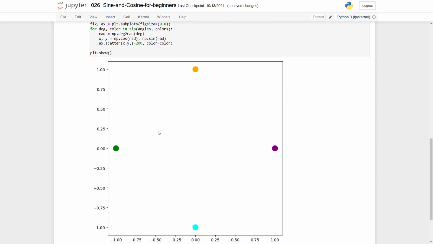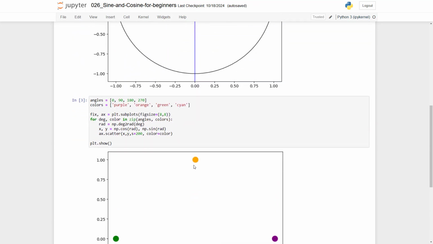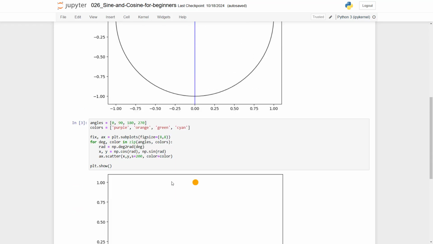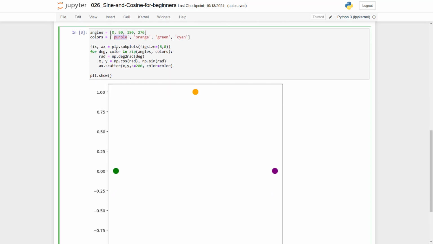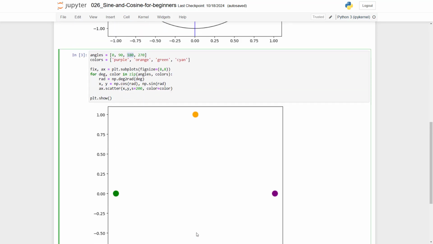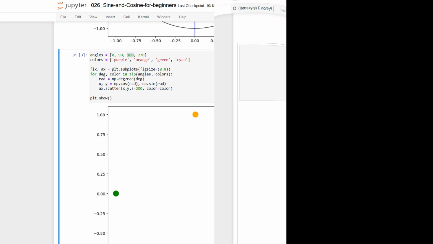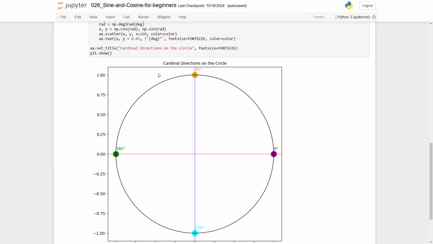Okay, so we have everything but the circle, but we already see that we have the 90 degrees here up, as far as it is orange. We have the purple here at 0, we have the green here at 180, and we have cyan at 270. Okay, so far so good. And after some fixing of the code here, I just managed to make it nicer, where you see the 90 degrees, the 0 degrees, the 180, and the 270.